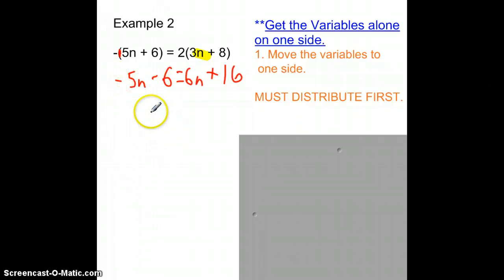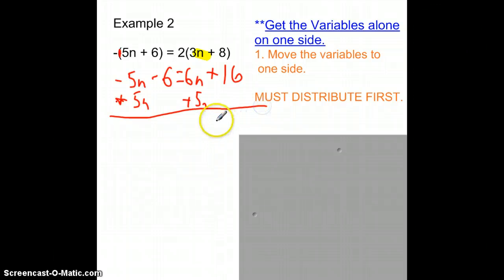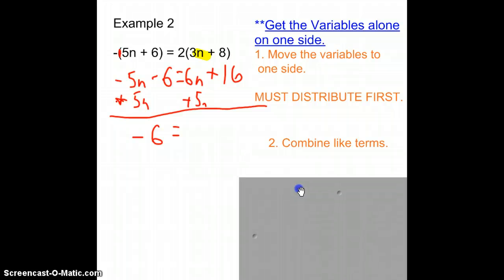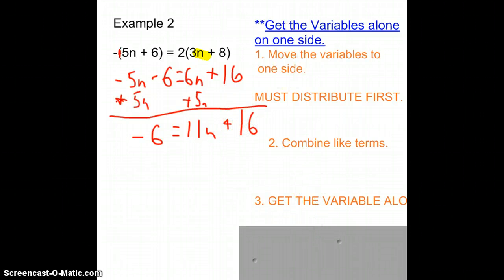So I'm going to go plus 5n. And I'm doing the opposite there. It's negative, take the positive. Plus 5n. Okay, let's see. Here it's going to cancel out, so on the left side, the only thing remaining is negative 6. On the right side, we combine our like terms. 6n plus 5n gives me 11n plus 16. Now I've got to get that variable all by itself.